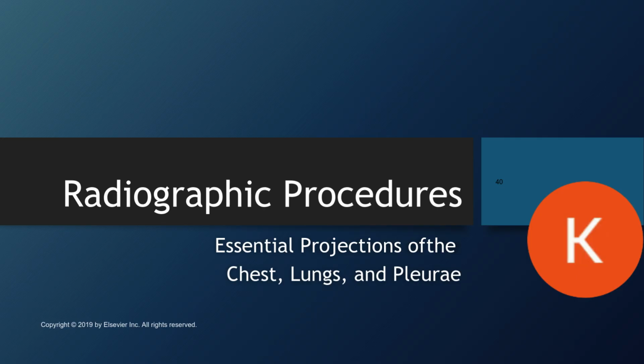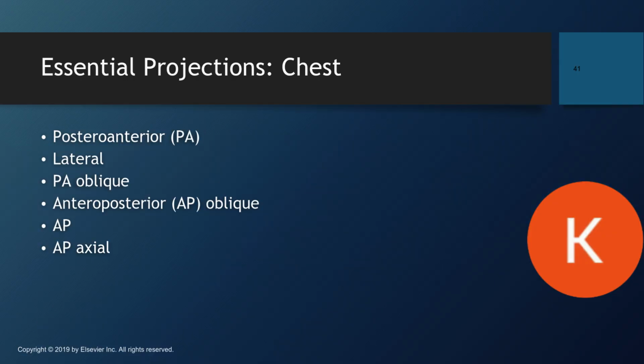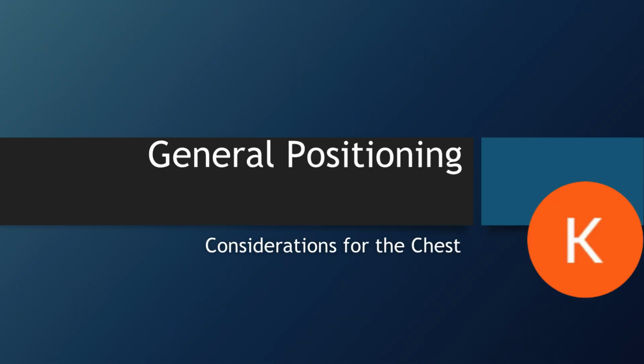All right, so we're going to go into the radiographic procedures. This is essential projections of the chest, lungs, and pleura. We're going to start with the essential projections of the chest. We'll learn about posterior anterior projections, lateral projection, PA oblique projection, anterior posterior or AP oblique projection, AP projection, and AP axial projection. We will learn about the general positioning considerations for the chest.